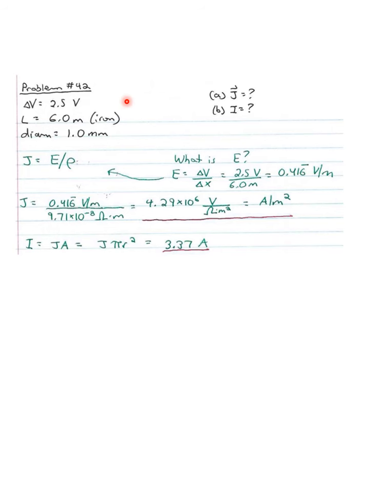We have a voltage difference of 2.5 volts. The length is 6 meters. We'll note that it's iron. And the diameter is 1 millimeter. We want to find current density and the current.